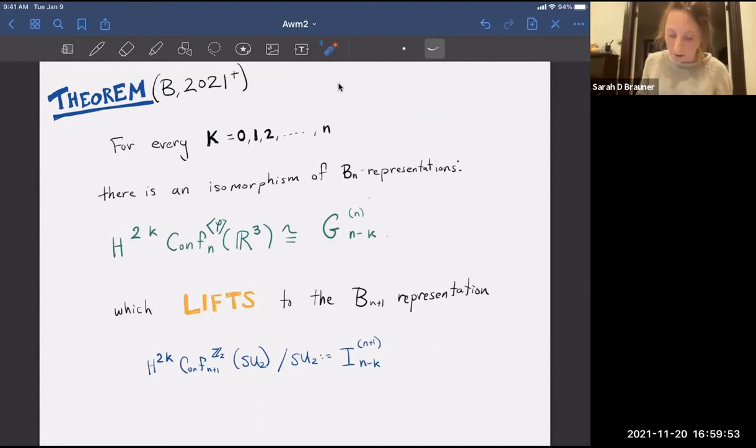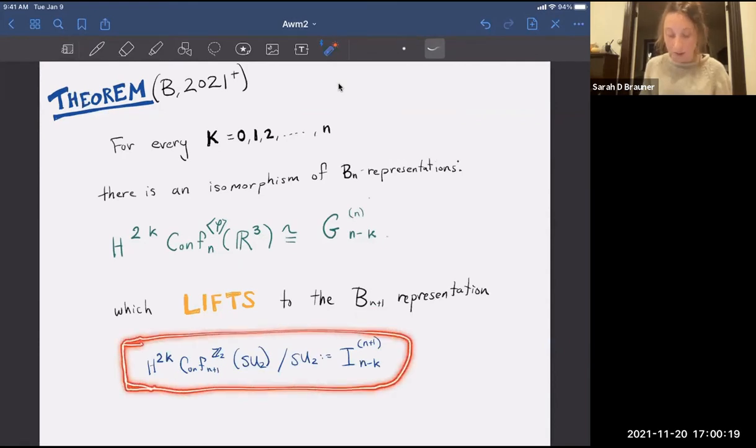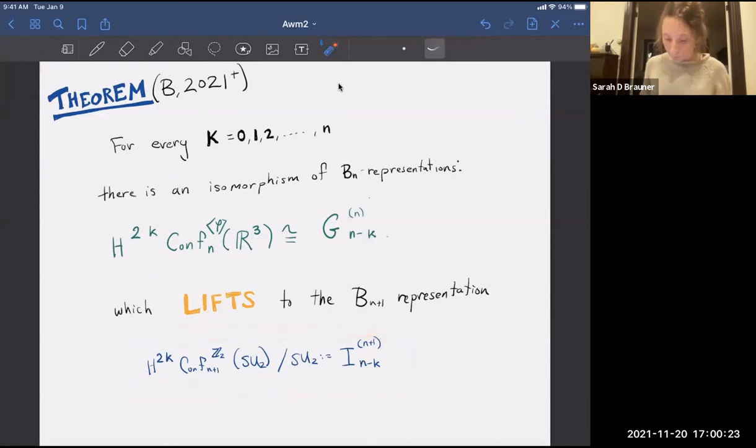So the theorem is that for every k where I have one of these representations, or equivalently where this cohomology is non-zero, I have an isomorphism of Bn representations. That's saying that this cohomology is describing this representation, and that representation lifts to a Bn plus 1 representation, which is exactly described by the cohomology of this quotient orbit configuration space.